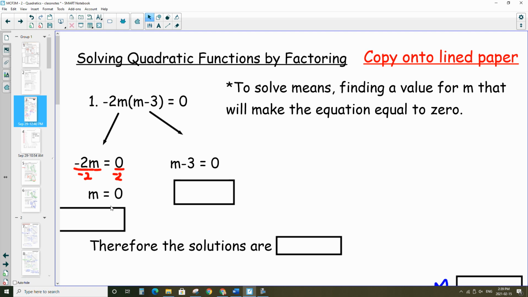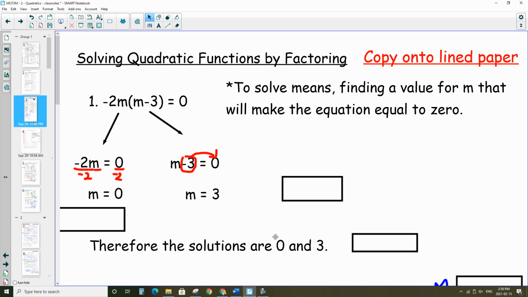So that's one solution. The second solution, to solve for m, you want to take this negative 3 and move it to the right-hand side, and it becomes positive 3, okay? Or you can look at it as adding 3 to both sides. So you'll end up with m equals 3. So there's two solutions to this, and it would be 0 and 3.